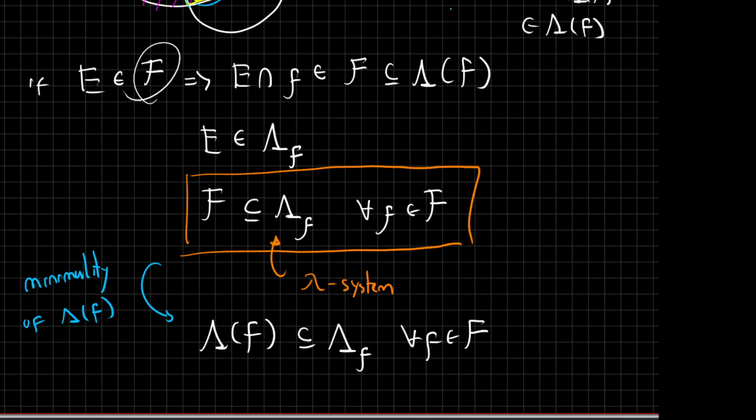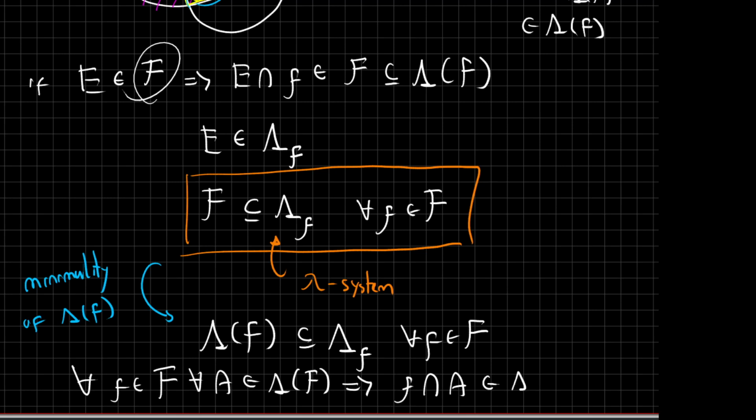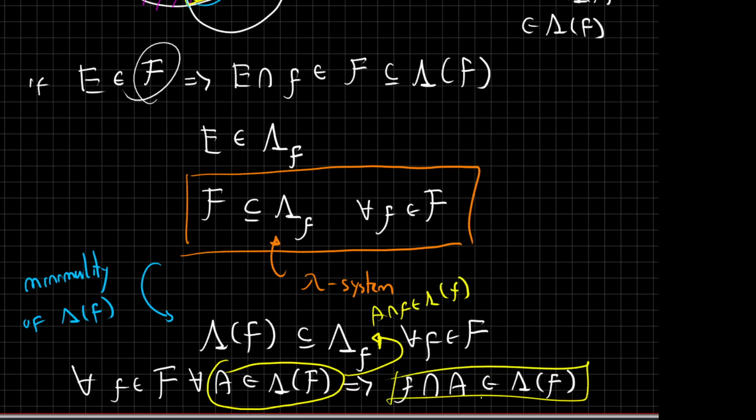So now if we have an arbitrary f, well, we can say that for every f in F and for every A in the generated of F, this means that f intersected with A is inside the lambda system. Because every element of the lambda system is included in this set here, and this set is defined as those elements of the lambda system such that the intersection with f is inside the lambda system. So this is exactly what we wanted to show here.